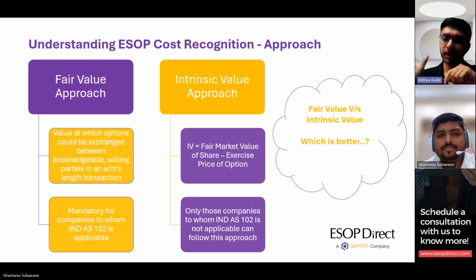So moving forward, we understood what the problems with intrinsic value are. The only problem is that it doesn't consider the time value factor. In fair value, let's take a method, Black-Scholes. We can take any method; they are similar to Black-Scholes as well.